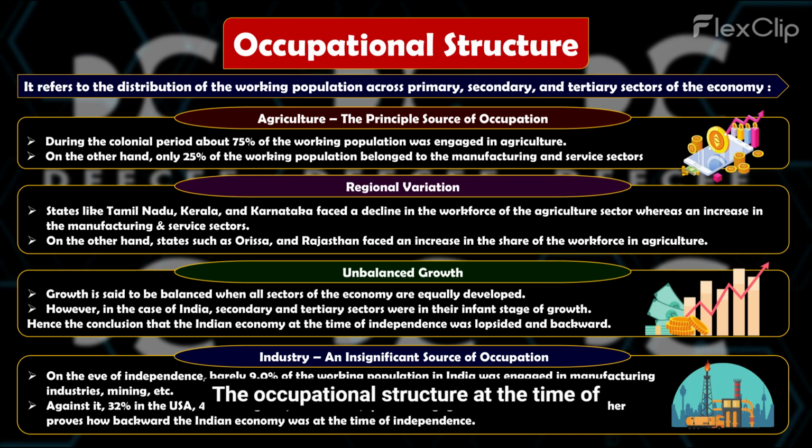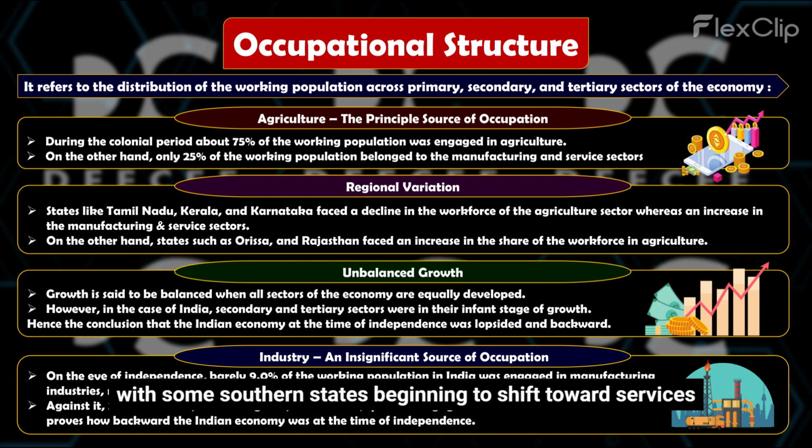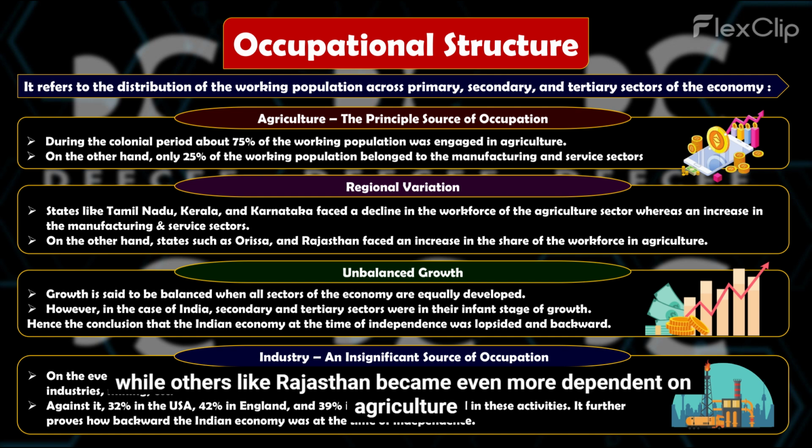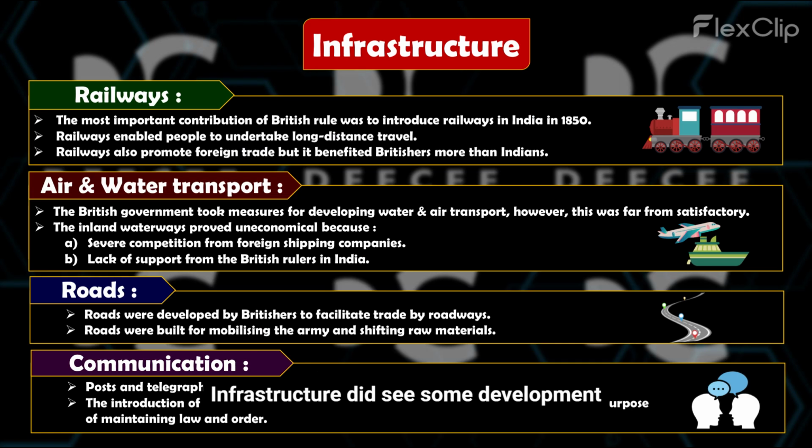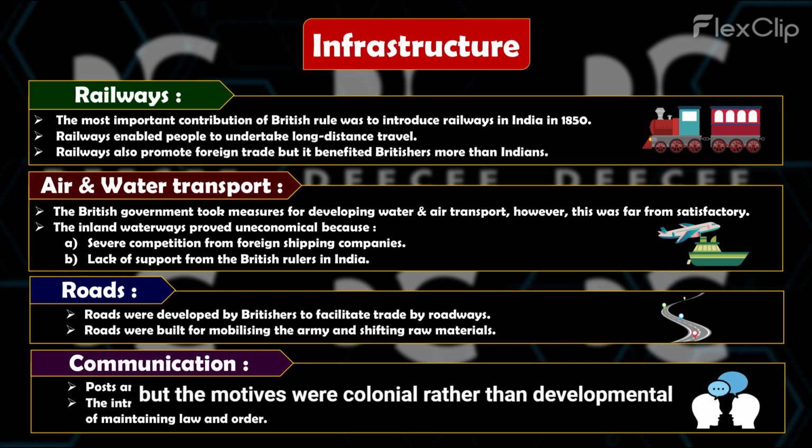The occupational structure at the time of independence shows a very lopsided economy. About 75% of the population was stuck in agriculture, while only 9% were in manufacturing, a stark contrast to developed nations like the UK or USA. We also saw regional variations, with some southern states beginning to shift towards services, while others like Rajasthan became even more dependent on agriculture. Infrastructure did see some development, but the motives were colonial rather than developmental.